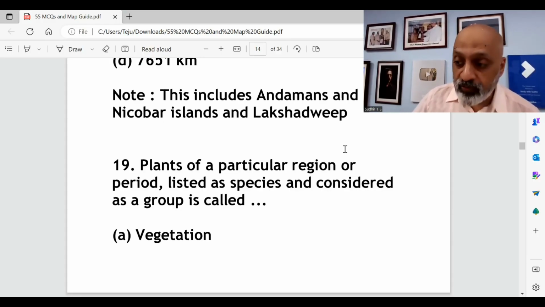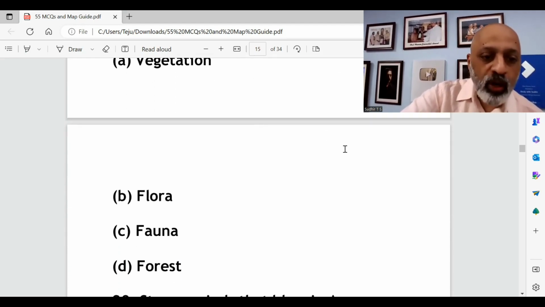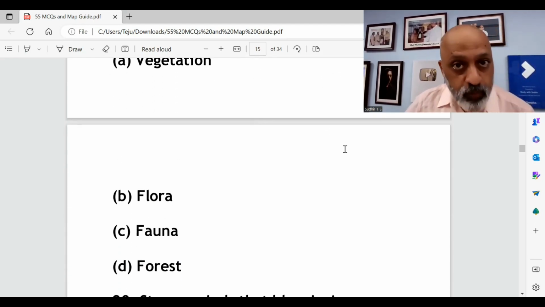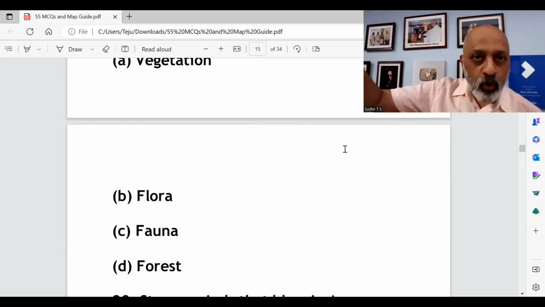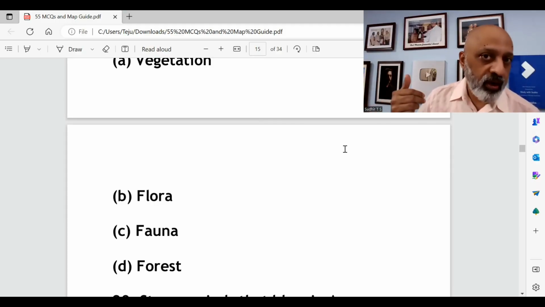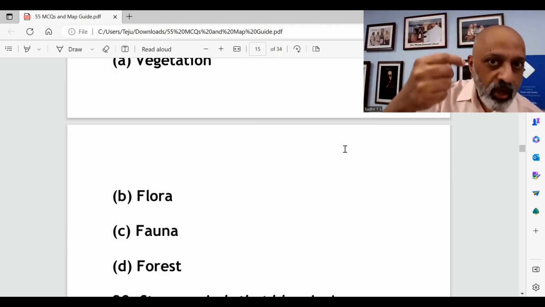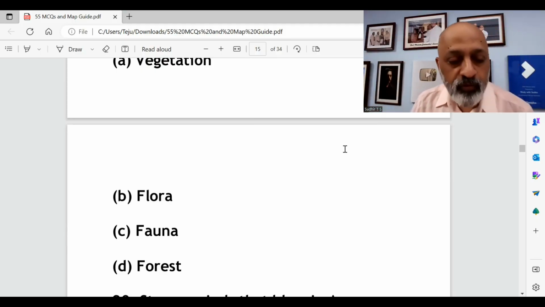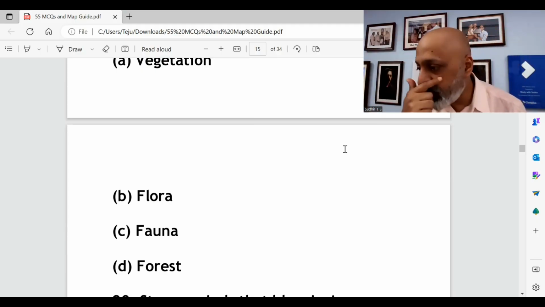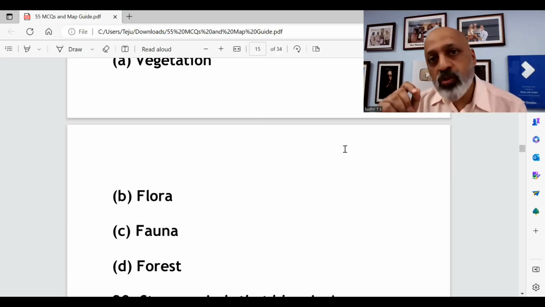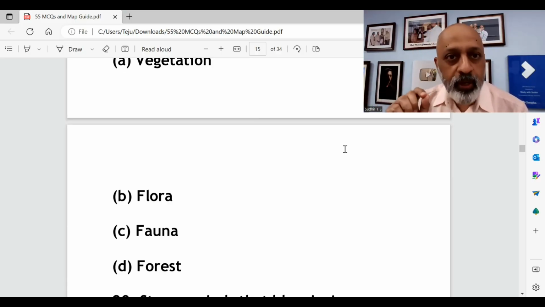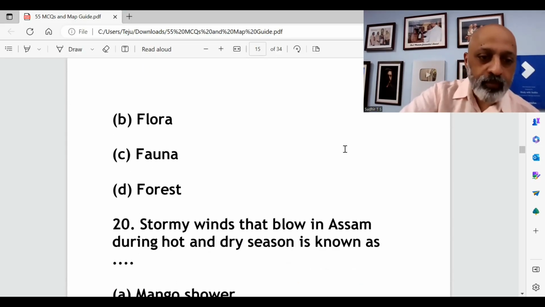This is from your natural vegetation का चैप्टर। उसको वेजिटेशन बोलते हैं, फ्लोरा बोलते हैं, फौना बोलते हैं, या फॉरेस्ट बोलते हैं। तो अगर आपकी बुक में, and especially in total geography, all these four definitions are given of all these four: vegetation, flora, fauna, and forest. So please understand the definitions of each one of them so that you don't confuse.